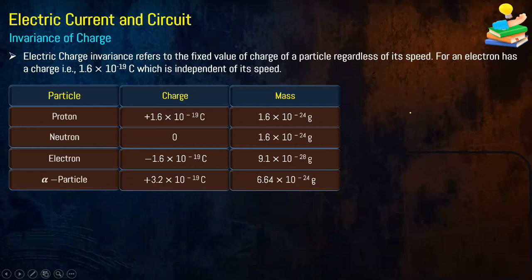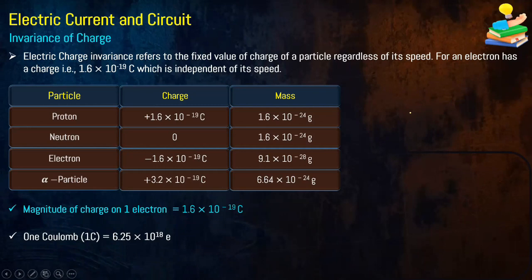Just remember the values for electron. What is the charge on electron and its mass? That is enough to solve the problems. What is the charge on electron? Minus 1.6 into 10 to the power of minus 19 coulomb and its mass 9.1 into 10 to the power of minus 28 grams. Here, the magnitude of one charge on electron is nothing but, just now we have seen, 1.6 into 10 to the power of minus 19 coulomb.